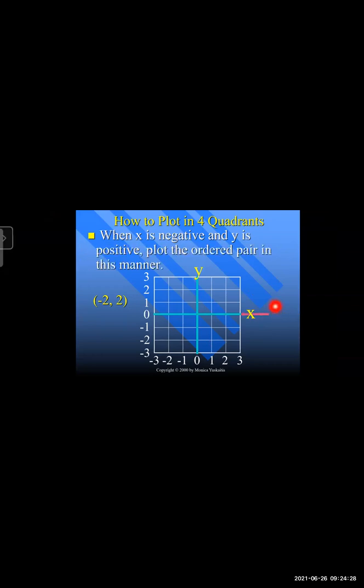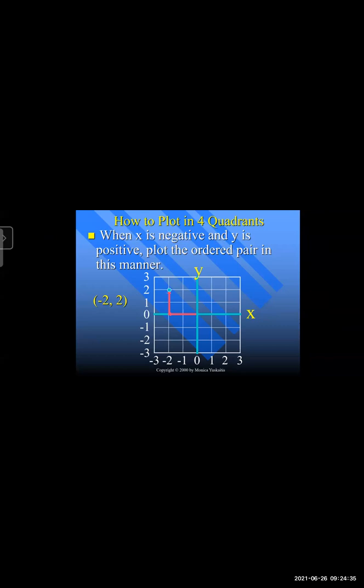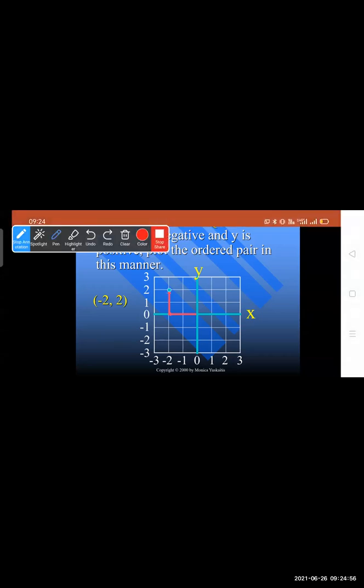See, when x is negative and y is positive, the ordered pair is in this manner. Okay, students. So when x is negative and y is positive, we plot the ordered pair in this manner. So first we move on left side, that is -2 here, and 2 upward direction. So we get (-2, 2). Again we take another example.